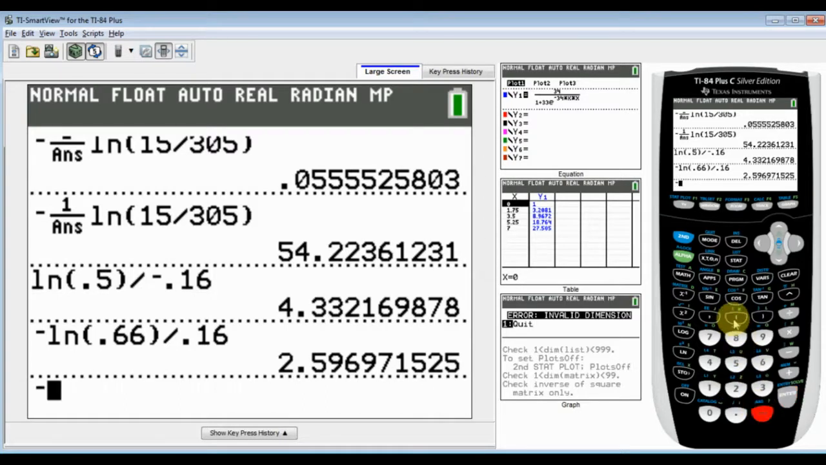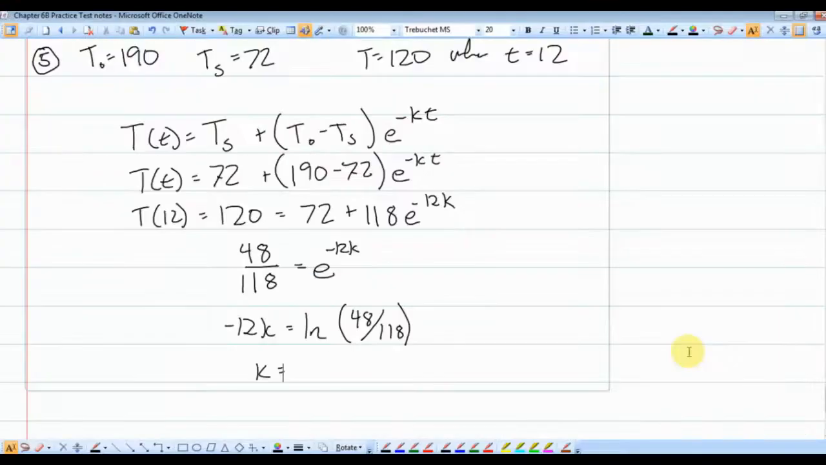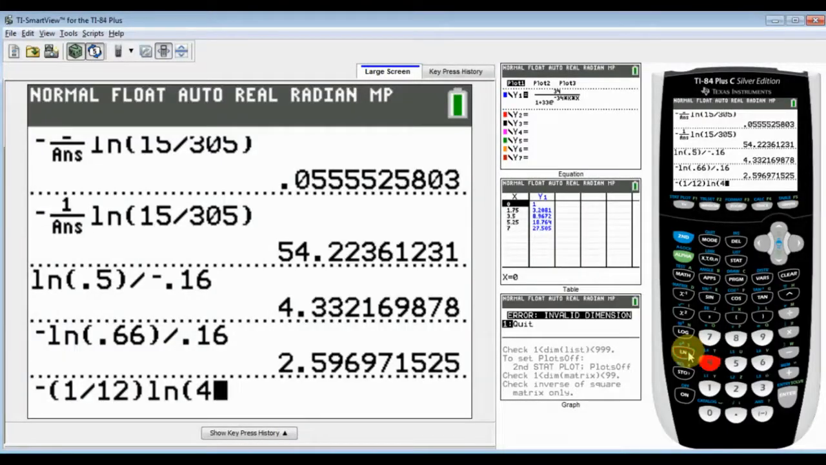You getting tired of that fraction key? Yeah, I am too. Negative 1/12 natural log of 48 over 118. Just make sure that when you decide to use a division instead of a fraction bar, you put parentheses in more places than you think you need. Entire numerators need to be in parentheses. Entire denominators need to be in parentheses. Don't make an algebra mistake. Your calculator knows the order of operations and expects you to use them. Okay?